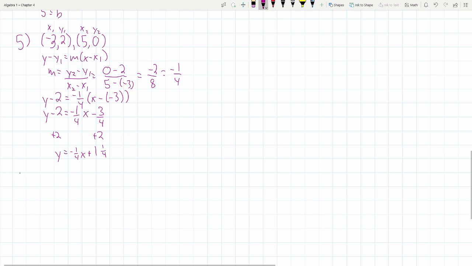Well, let's look at number 6. Number 6 says, write an equation in slope-intercept form of the line that passes through the given points. So we're going to do a little bit like this, but we don't have to solve it down as far. So we're given 2 points: 6, 3 and 3, 10.